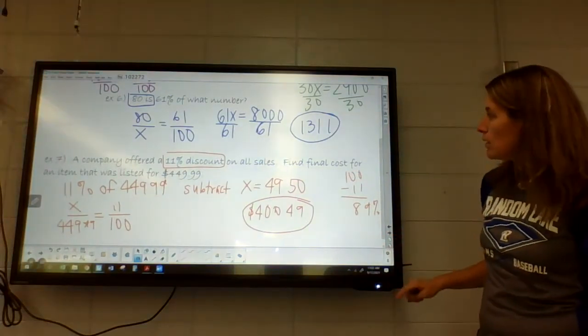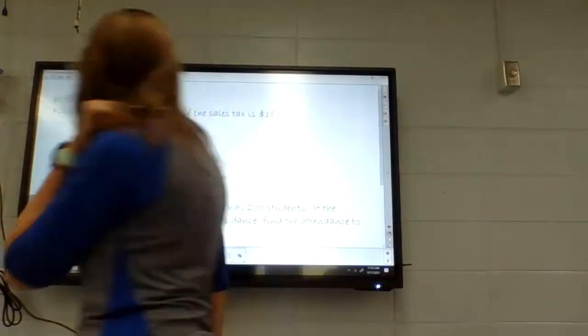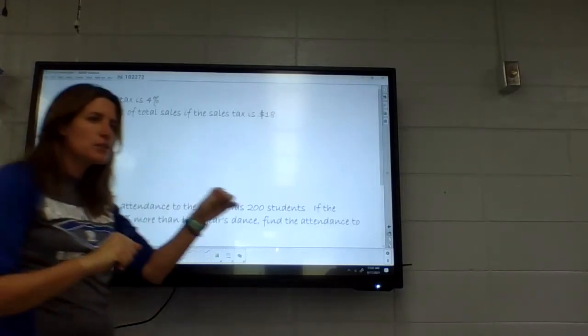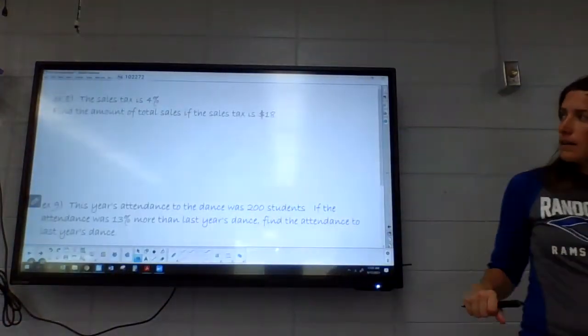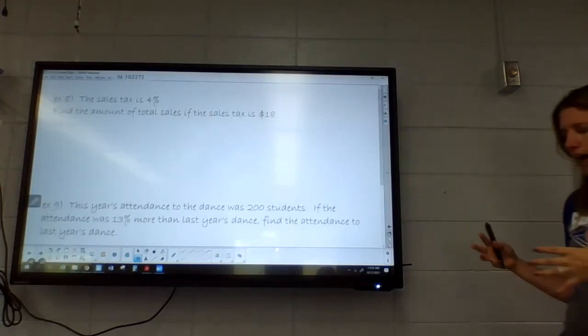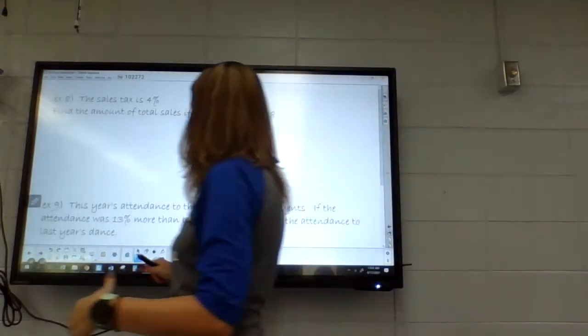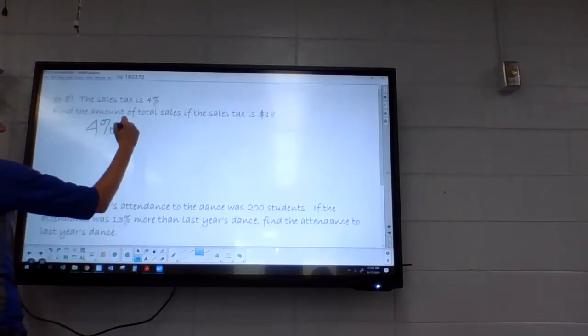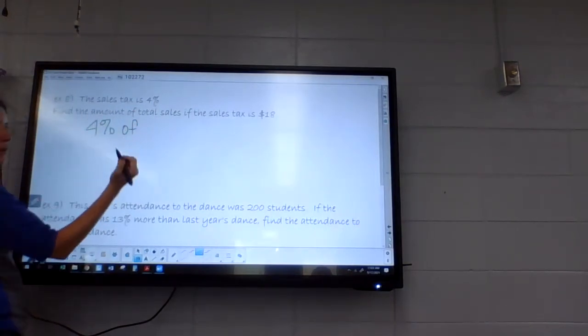All right, so the sales tax is 4%. Find the amount of total sales if the sales tax is $18. This is kind of a weird question. They're telling us what the sales tax is, $18, and we're trying to figure out basically what the original item is and what the final cost is. So there's kind of a lot going on here. So 4% of, we don't know the number.